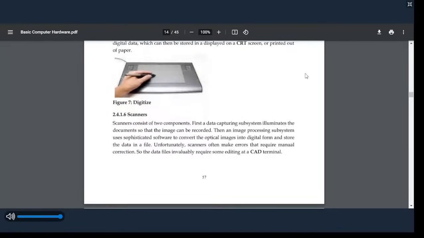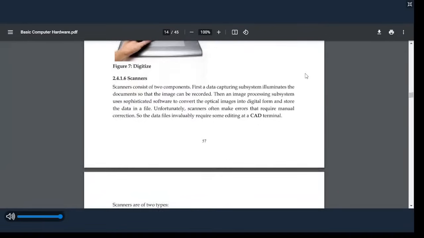Then we have scanners. Some of you use the word scanner. Scanners consist of two components. First, a data capturing subsystem that illuminates the document so that the image can be recorded. Then an image processing subsystem uses sophisticated software to convert the optical image into digital form and store the data in a file. Unfortunately, scanners often make errors that require manual corrections, so the data files invariably require some editing at a computer-aided design terminal.